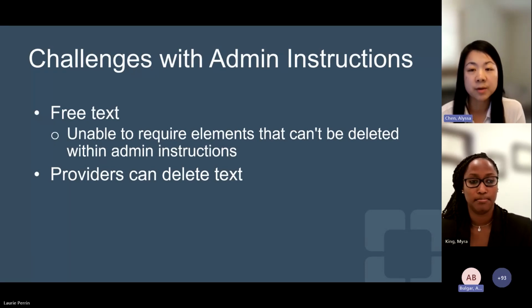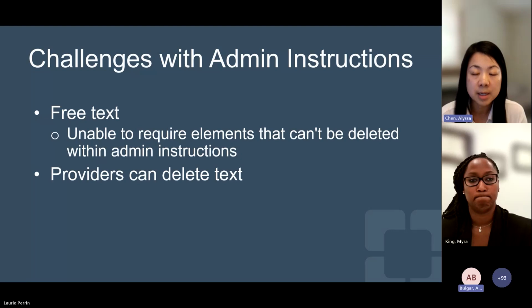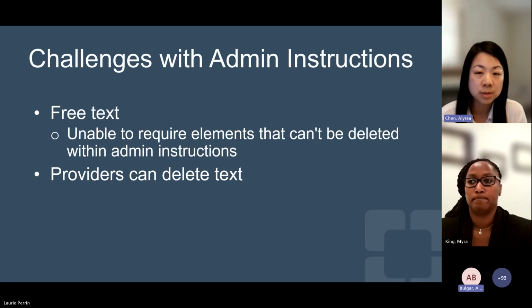That would require the provider to completely discontinue the old order and then place a new one from scratch to ensure all of those titration parameters were included. And we found multiple instances within that audit where providers were deleting certain required elements, leading us to pursue using order questions to ensure required elements were not deleted. So the next few slides will show some screenshots of what these order questions look like implemented at Cleveland Clinic within the MAR and order entry.